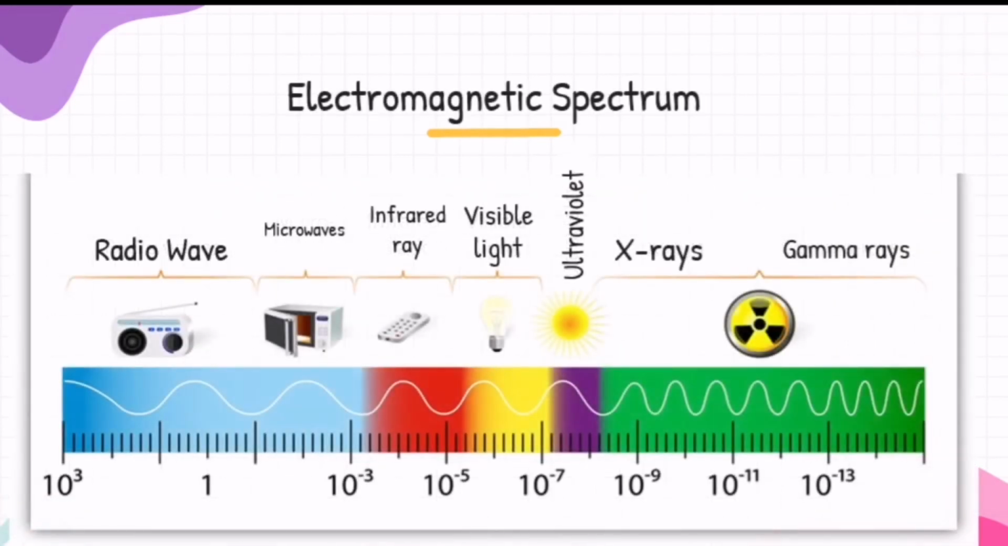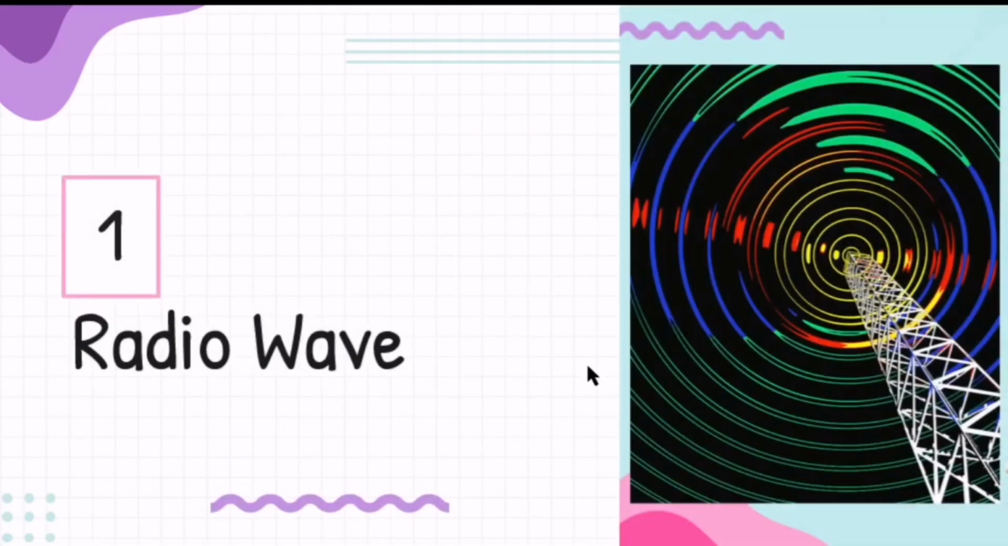The electromagnetic spectrum is a continuum which shows the different types of electromagnetic waves in increasing frequency. Okay, so we have here the radio wave having the lowest frequency but longest wavelength, and then we have the microwaves, infrared ray, visible light, ultraviolet rays, X-rays, and gamma rays. Now, gamma rays has the highest frequency, highest energy, but the shortest wavelength. Okay, so let's start discussing the applications of the radio wave.